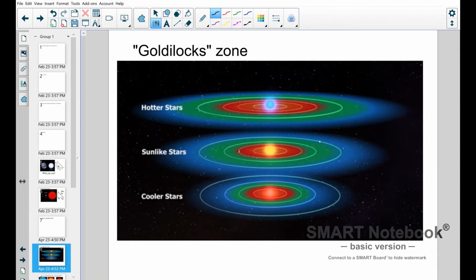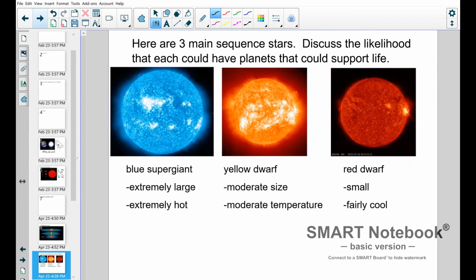If I put them side by side, the blue supergiant is super hot and super big, and we talked last day about how stars with a high mass are going to use up their hydrogen very quickly, so it's a rather short lifespan. It doesn't give enough time for life to evolve. The yellow dwarf, this is like us. Moderate size, moderate temperature, which gives them a fairly long lifespan.